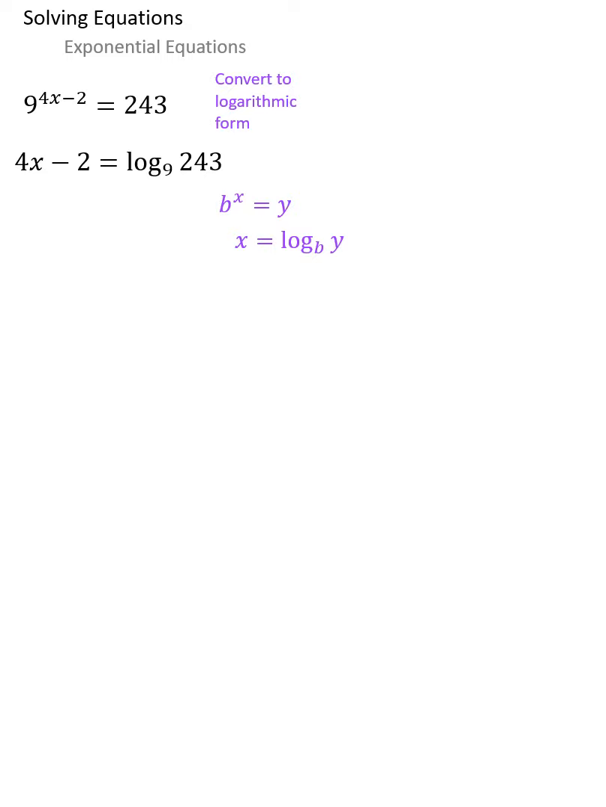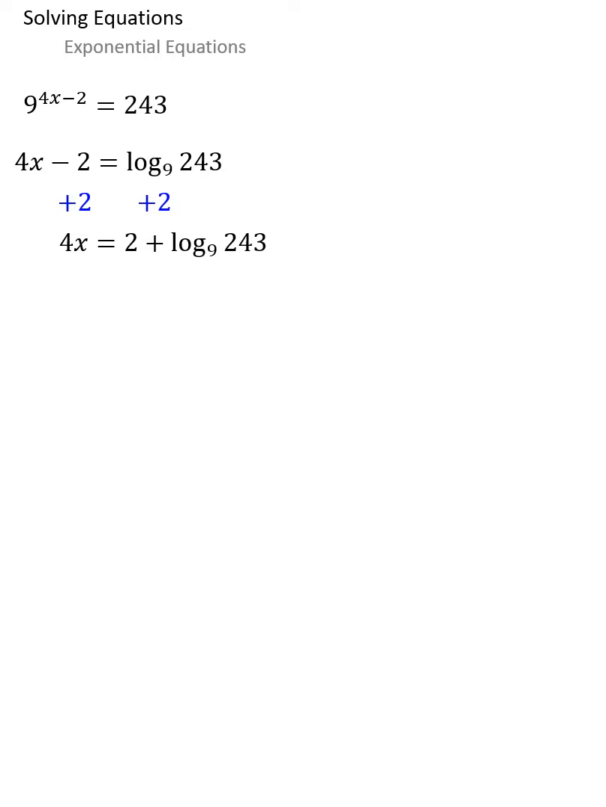Well, why is that beneficial? The equation doesn't look any simpler now than it did before. But see now, the variable x is no longer inside of the exponent. And that makes it easier to solve now. So all I have to do now to get x by itself is to add 2 to both sides. That will cancel out the minus 2, as you can see here.